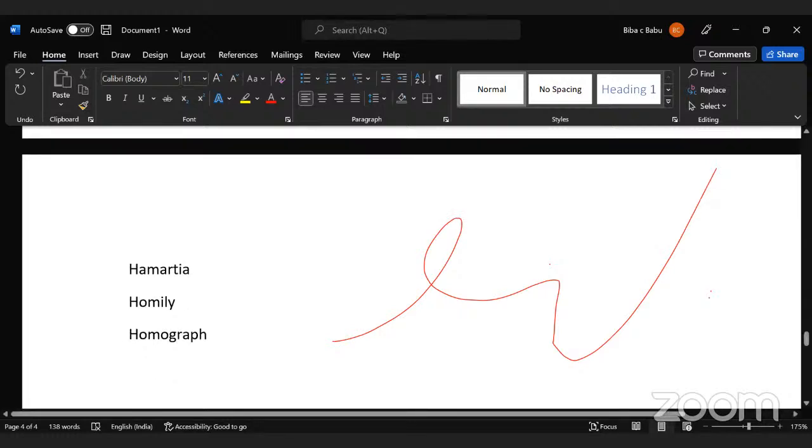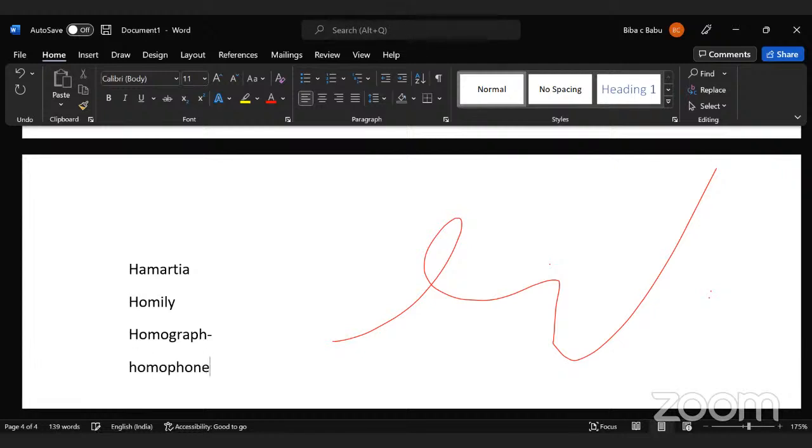Next is homograph. Homograph is a word that has the same spelling but different meaning. For example, the word cross. What does the word cross mean? It means to cross the road, right? Or you put a cross mark, it means it's wrong. Or cross means angry. Or the crucifix, the cross on which Jesus Christ was crucified. So a same word, different meanings. That is homograph.